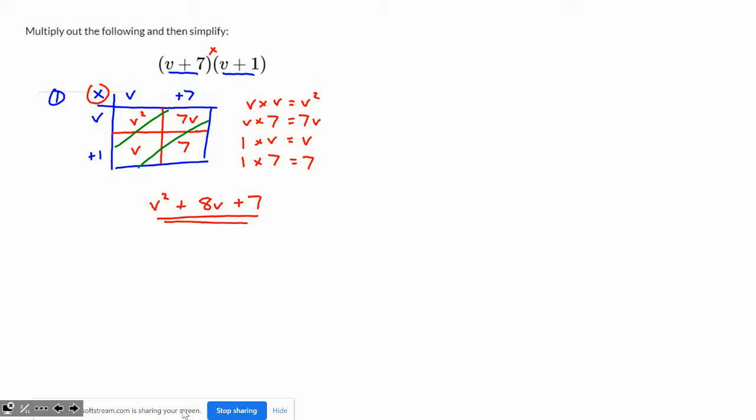The other way you might want to approach this, if you're not keen on drawing grids, is to recognize that if we are going to do v plus 7 times by v plus 1, we could just do things very systematically. This is equal to v multiplied by both v and 1. So it's v times v, and it's v times 1. And we're going to do 7 times both of those things as well. So 7 times v and 7 times 1.